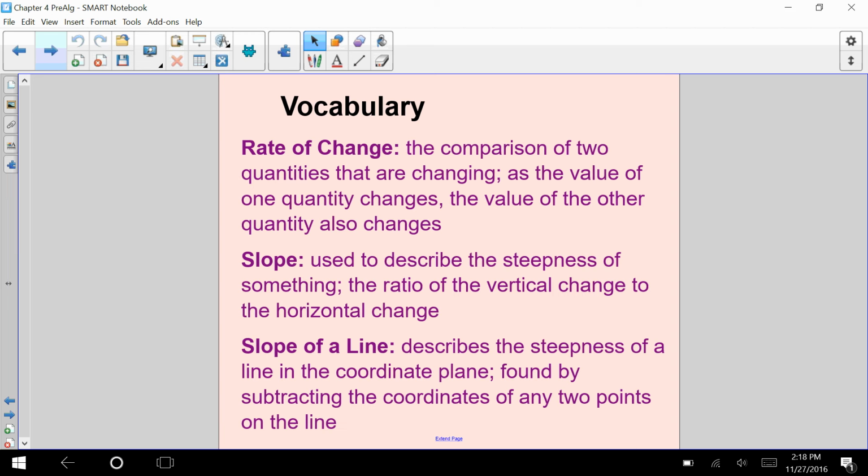So our vocabulary: rate of change is the comparison of two quantities that are changing. As the value of one quantity changes, the value of the other quantity also changes. Like miles per gallon is a rate of change. Slope is used to describe the steepness of something. It is the ratio of the vertical change to the horizontal change. The slope of a line describes the steepness of a line in the coordinate plane. It is found by subtracting the coordinates of any 2 points on the line.